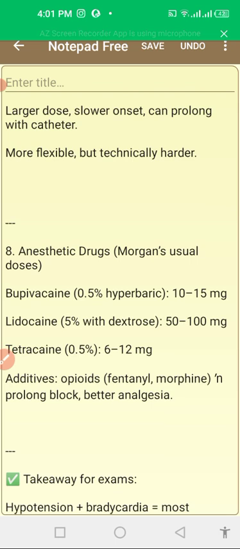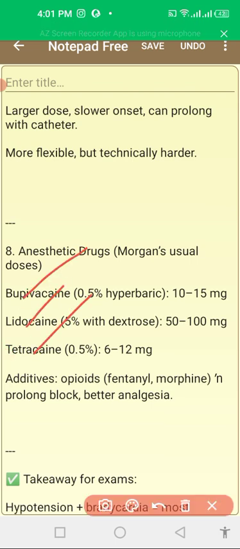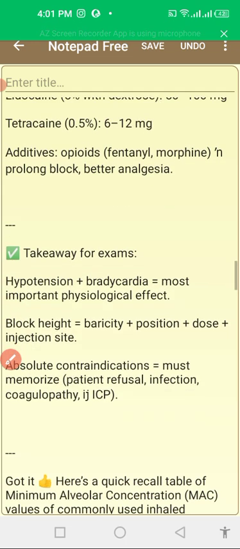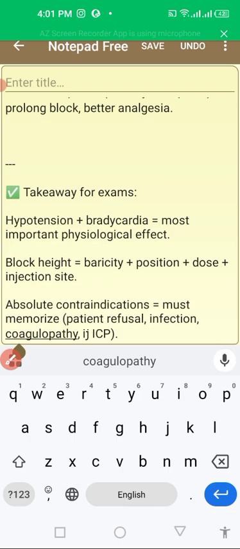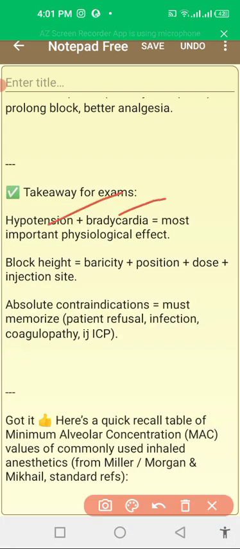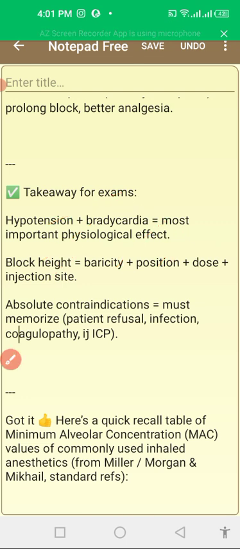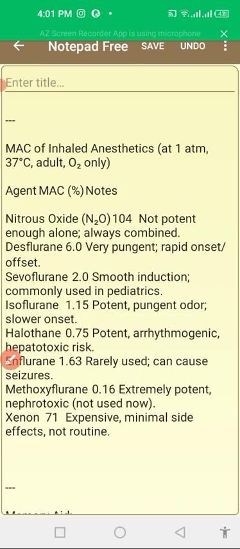So there are different spinal anesthetic agents like bupivacaine, lidocaine and tetracaine. Bupivacaine is 0.5% hyperbaric, with a dosage of 10 to 15 mg. And we have to take care of the hypotension, bradycardia, and the block height, baricity, position, dosage and injection site can also be measured or monitored. So in this way, we have to do spinal anesthesia.